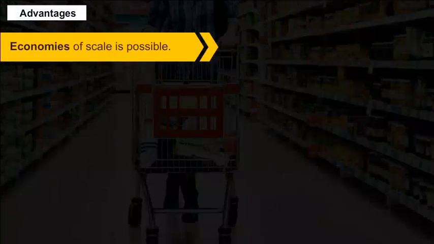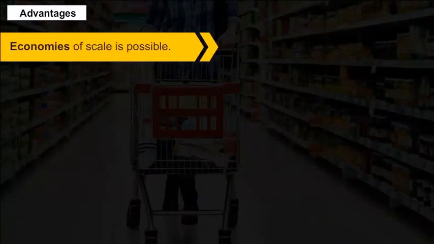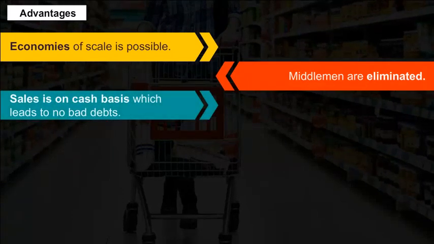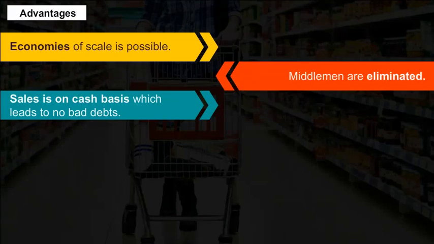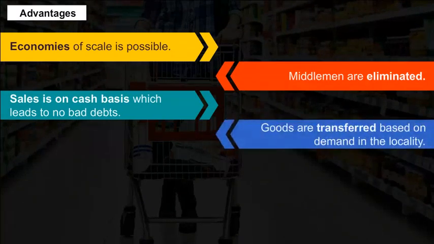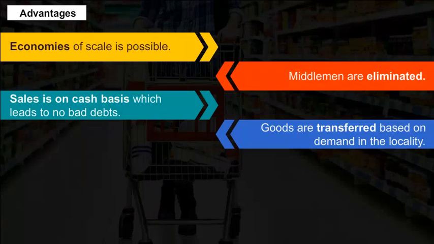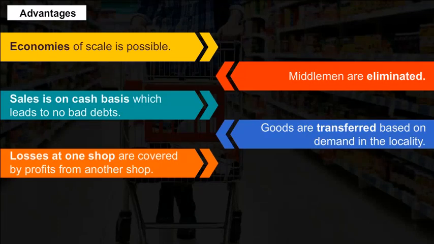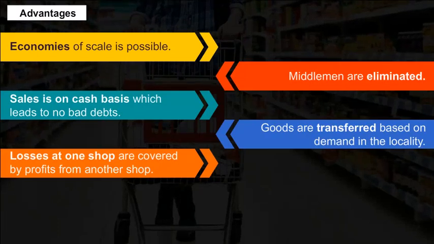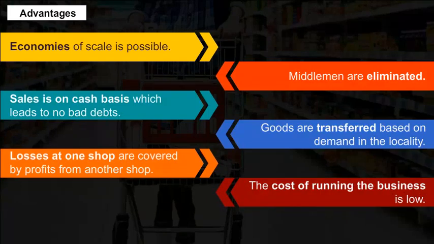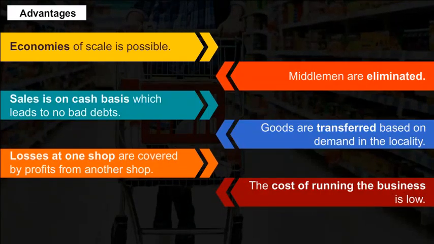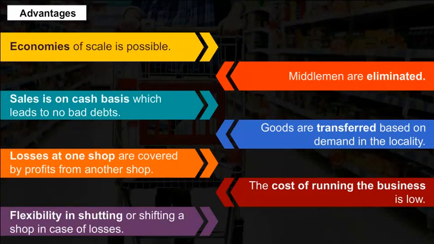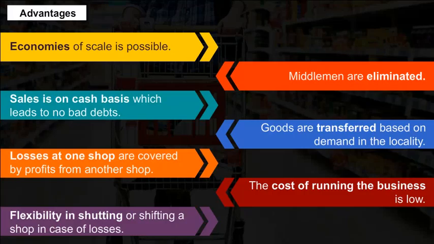Advantages: 1. Economies of scale is possible. 2. Middlemen are eliminated. 3. Sales is on cash basis, which leads to no bad debts. 4. Goods are transferred based on demand in the locality. 5. Losses at one shop are covered by profits from another shop. 6. The cost of running the business is low. 7. Flexibility in shutting or shifting a shop in case of losses.